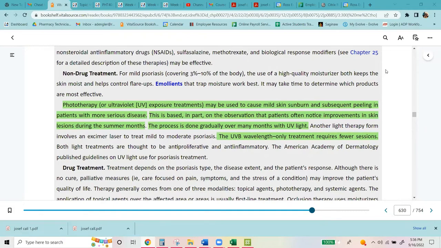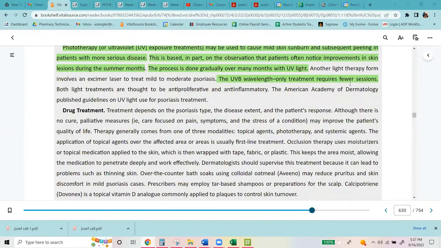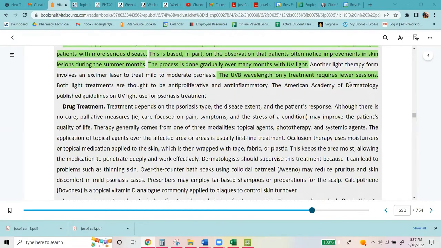Phototherapy or ultraviolet exposure treatments may be used to cause mild skin sunburn and subsequent healing in patients with more serious disease. This is based in part on the observation that patients often notice improvements in skin lesions during the summer months. This process is done gradually over many months with UV light. The UVB wavelength is the only treatment that requires fewer sessions.